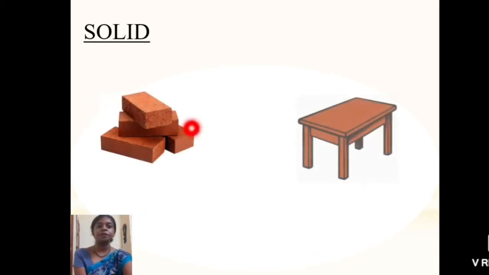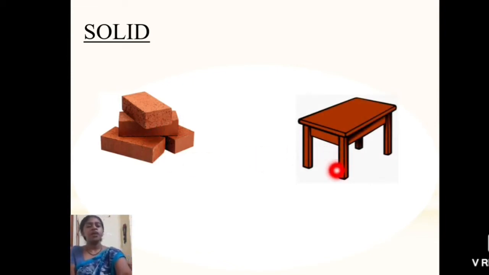So let's see what is solid. Here is an example of solid. A brick and a table are examples of solid. And when do you say a substance is solid in state? If the molecules are closely packed and if they are rigid. What is meant by rigid? If they are not flexible. So if the molecules are closely packed and rigid, it is said to be in solid state. It is also said to be in solid state if they have a fixed shape and a definite volume. So that is when a substance is said to be in solid state.